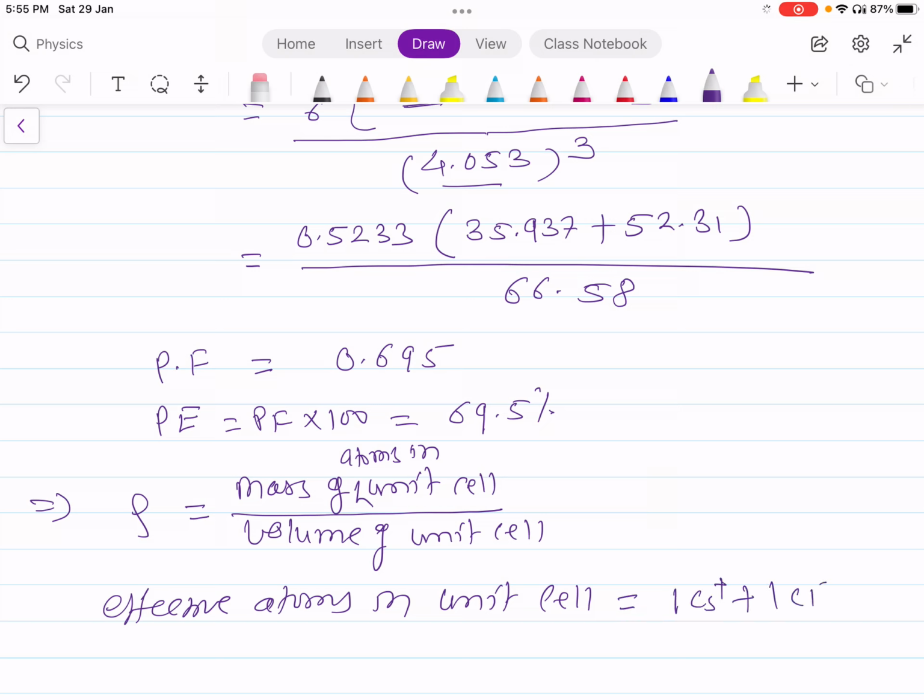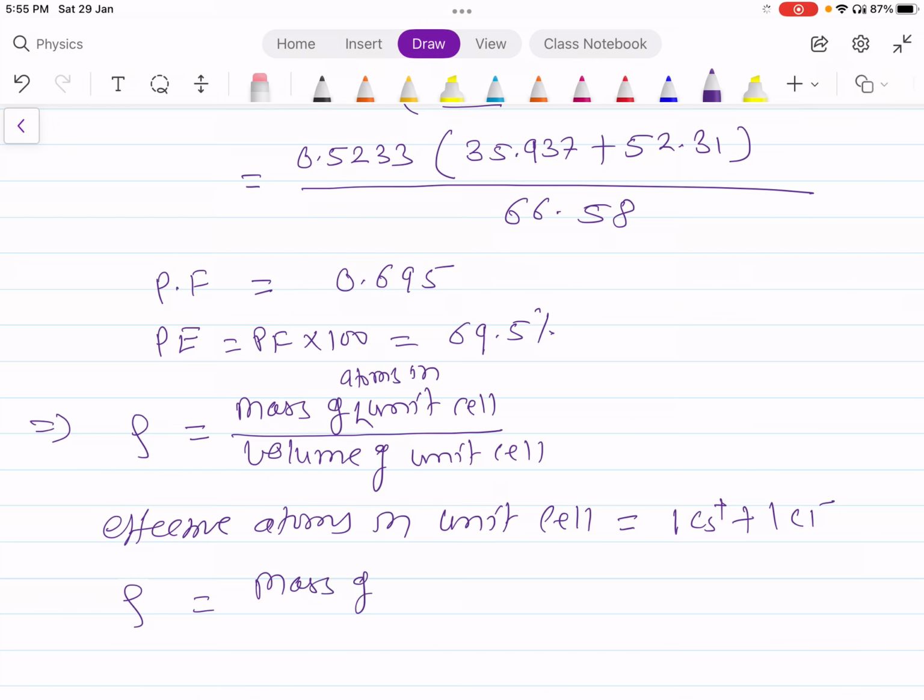So the density is nothing but the mass of cesium ion plus mass of chlorine ion divided by a cube, which is the volume of the unit cell.